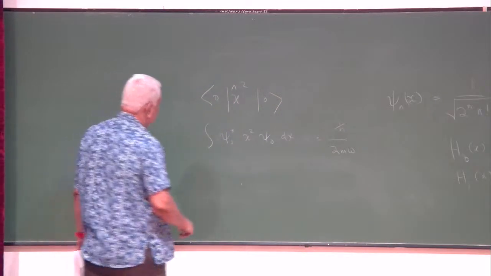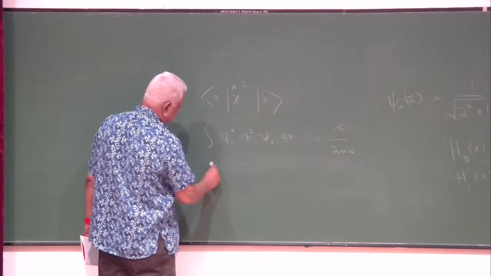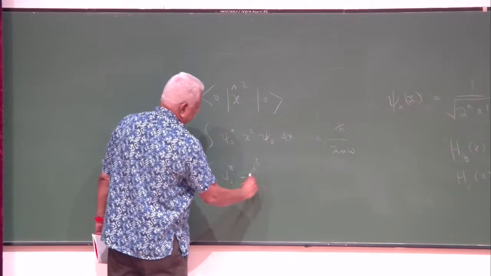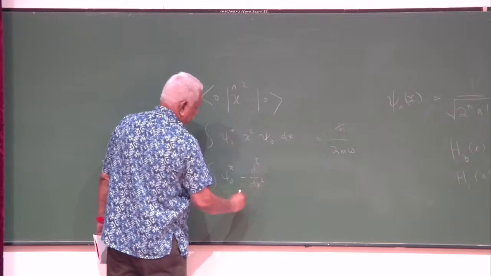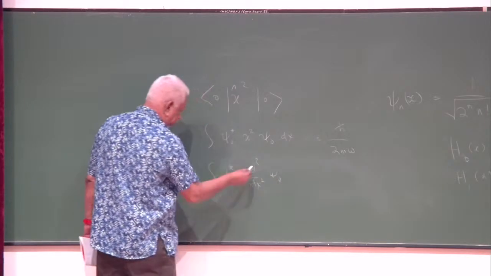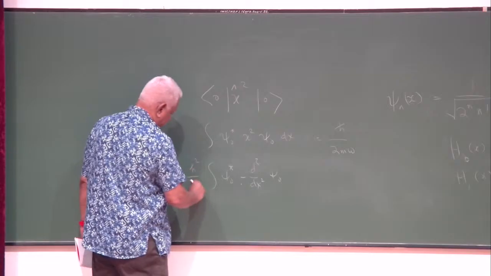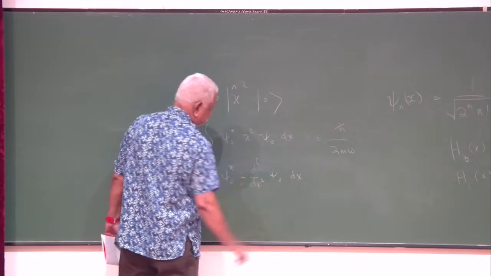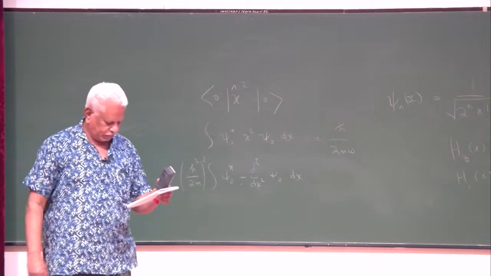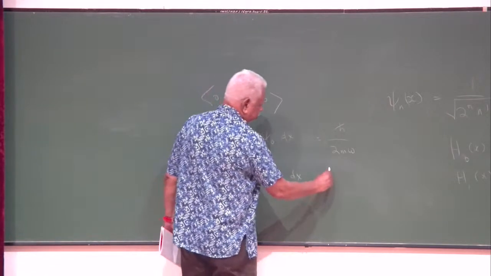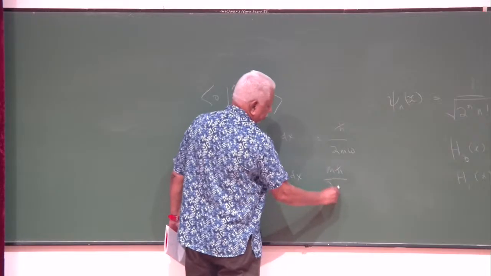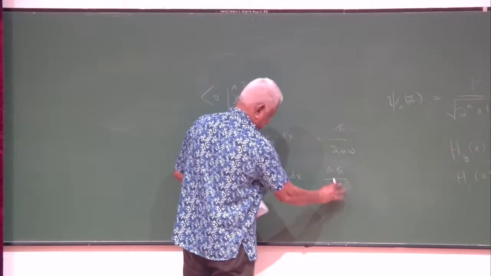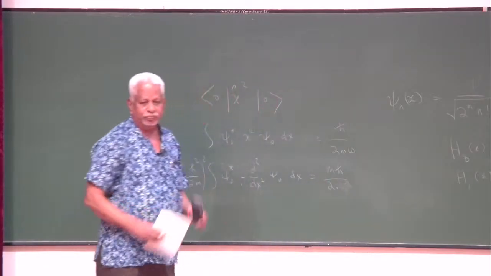And if you do that for p square, if you do that for psi naught star minus d square by dx square psi naught multiplied by h bar square and then dx, if you do this, you will get the answer as m h bar omega by 2, that is all. This is what you will get.